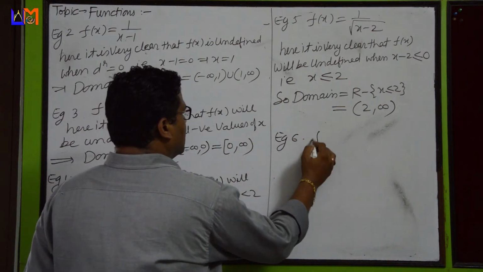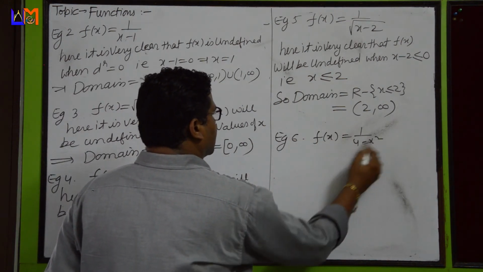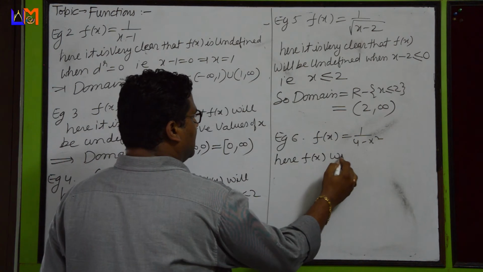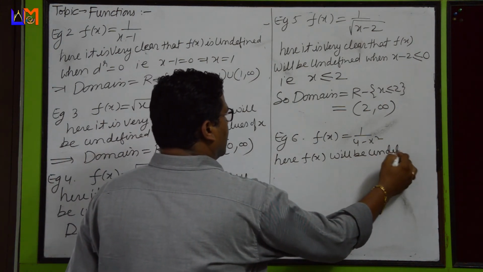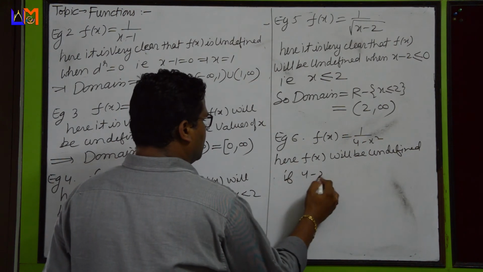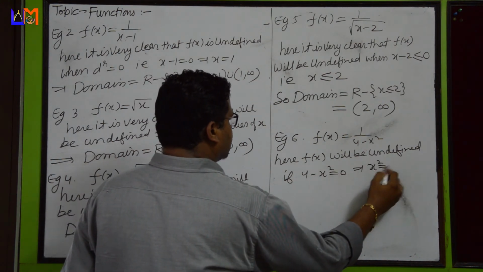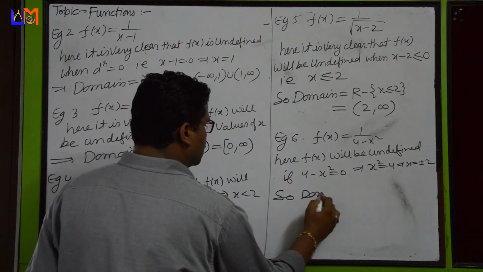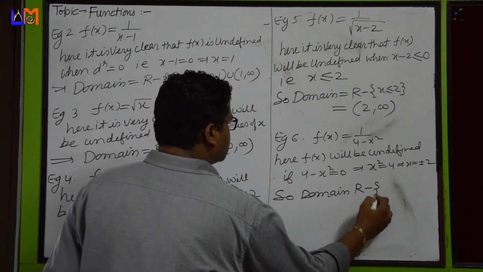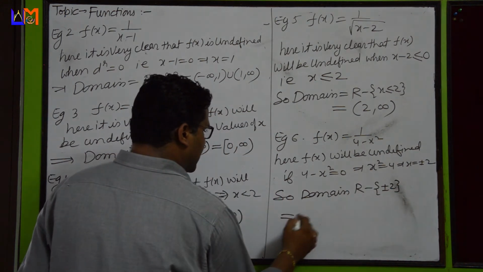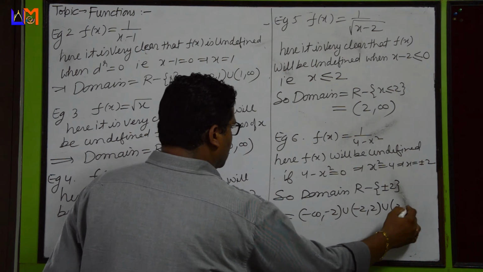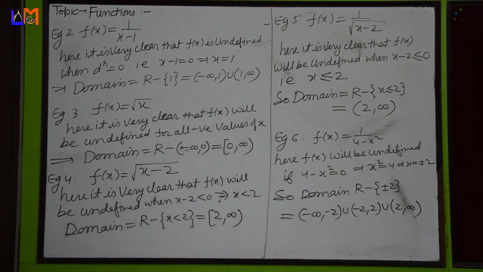Another example, fx is 1 upon 4 minus x square. Here again, fx will be undefined if 4 minus x square is 0, this implies x square is 4, this implies x is plus minus 2. So domain is all real numbers minus plus minus 2, that is minus infinity to minus 2 union minus 2 to 2 union 2 to infinity. You can see the examples and take a note out of it.